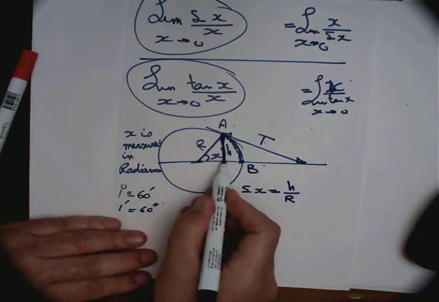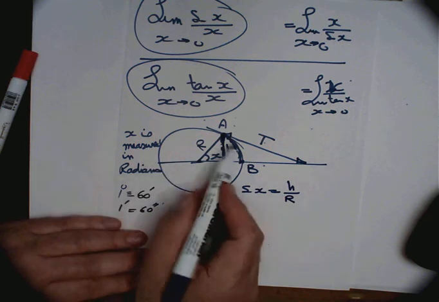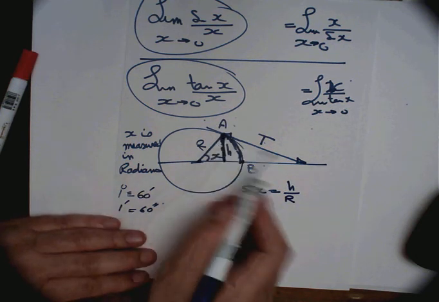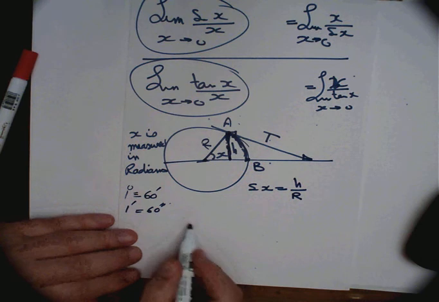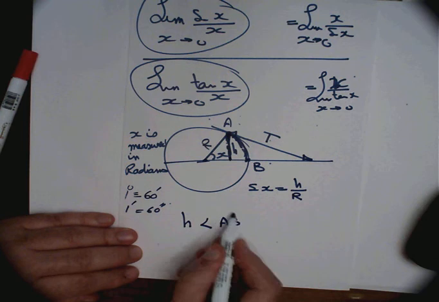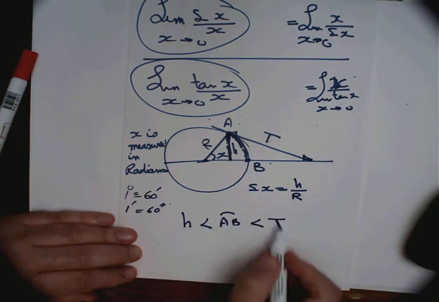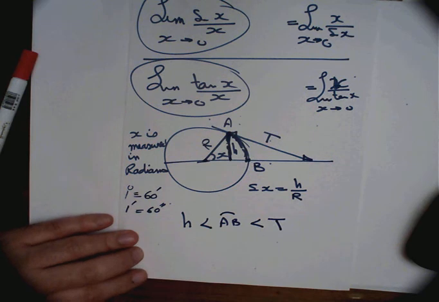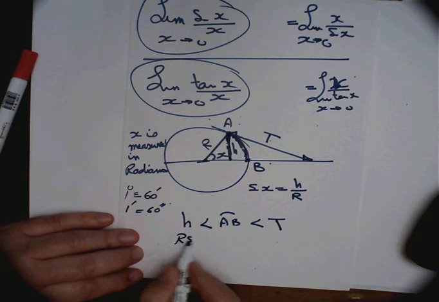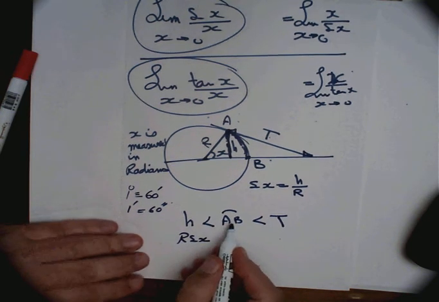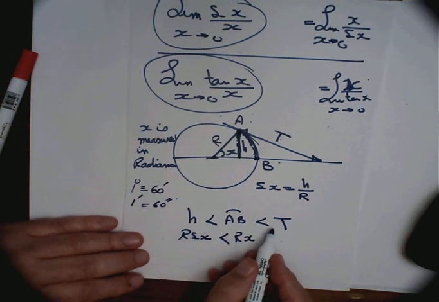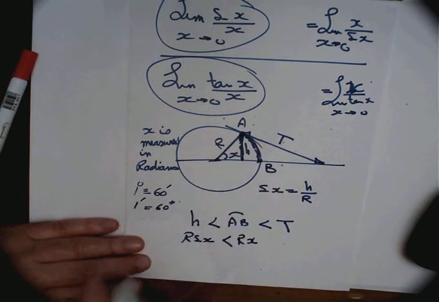As you see, the height h is less than the arc AB, which is less than the tangent t. In other words, we have h < arc AB < tangent t. Okay? As you know, h is r sin x. The arc AB is rx. The tangent t is r tan x.